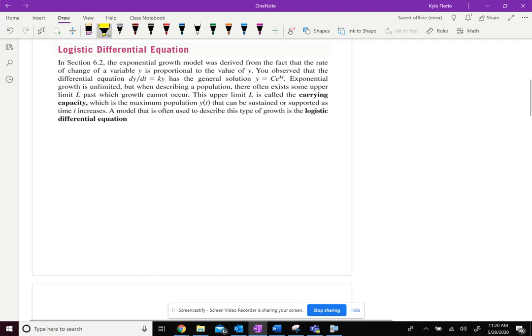But in the last section, section 6.2, the exponential growth model was derived from the fact that the rate of change of the variable was proportional to the value of y. So y prime was y times some constant. And then we observed that the differential equation, the rate of change is equal to some constant times y, has the general solution y equals c e to the kt. Exponential growth is unlimited, though.